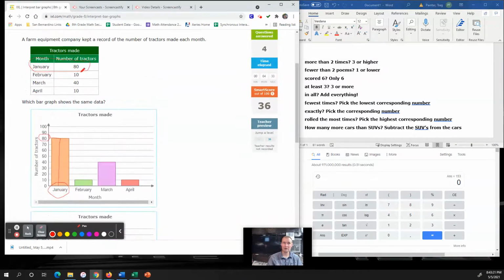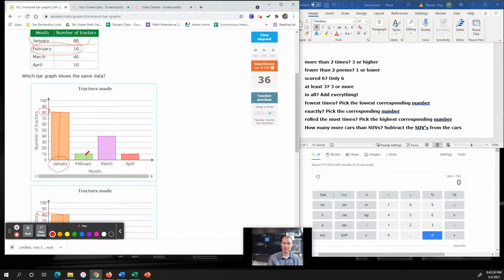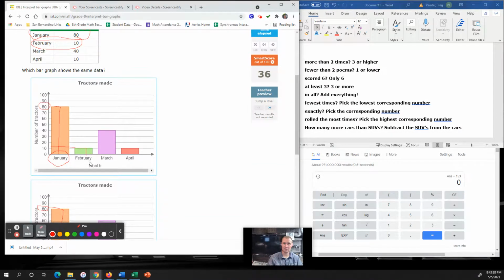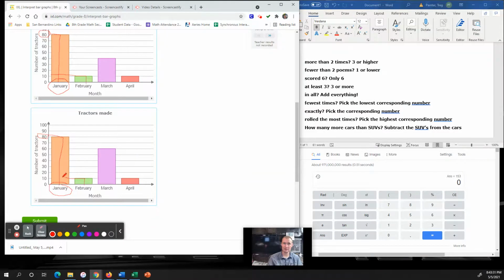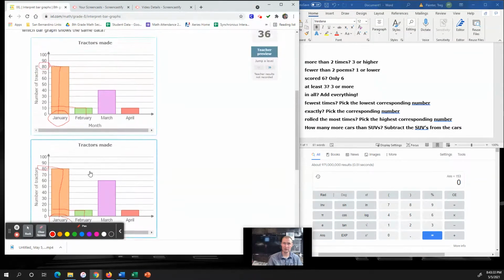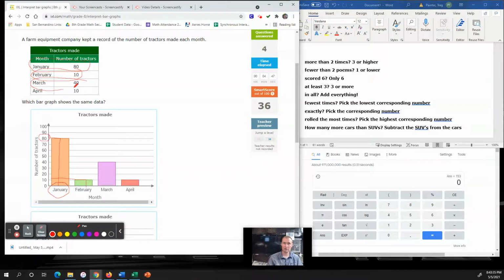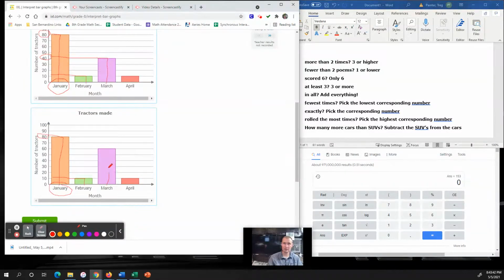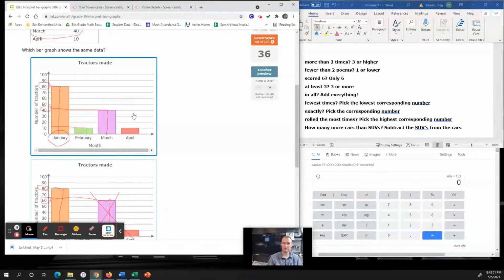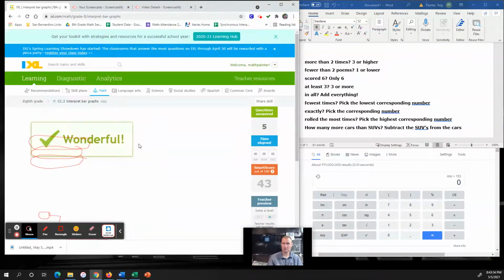Now we're going to go to February, which is only supposed to have 10 tractors. February is 10, 10, that works. February is 10, 10. Still both of them work, they're good. Okay, March, we're looking for 40. Here we go, March, 40. So far that one's good. Here, March, ooh, too much. 60. So that March made this graph incorrect because it's got too many. So March at 40, first graph, go with it.